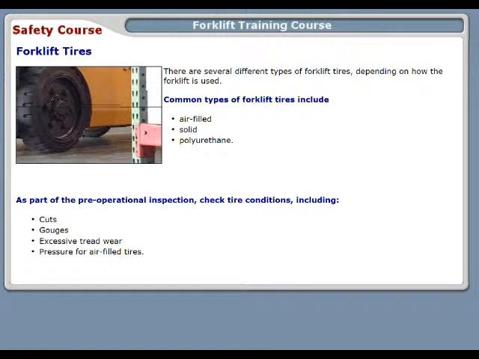There are several different types of forklift tires depending on how the forklift is used. Common types of forklift tires include air-filled, solid, or polyurethane. As part of the pre-operational inspection, check tire conditions, including cuts, gouges, excessive tread wear, and pressure for air-filled tires.